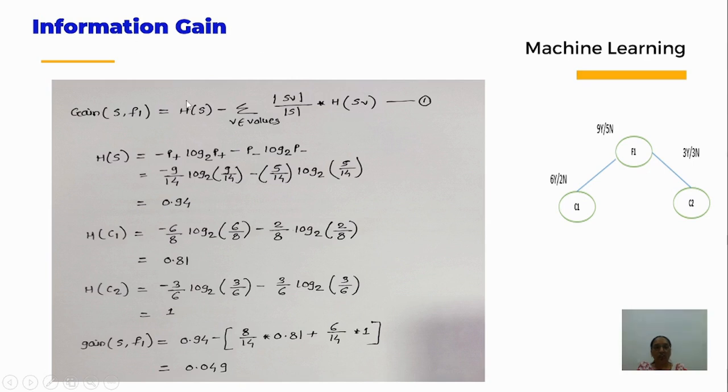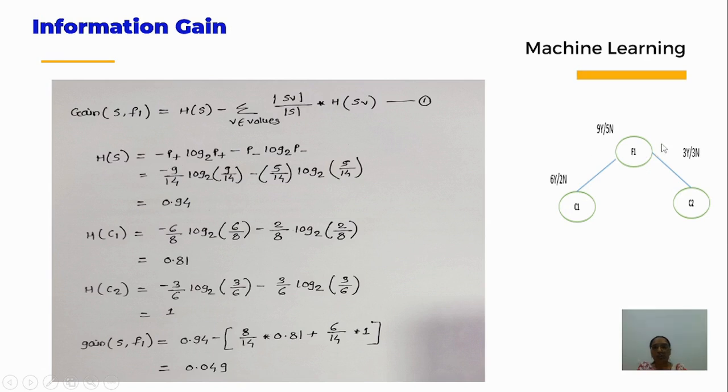Now in the formula, the first thing we need to calculate is the entropy of the root node, that is F1. For this, I have written the formula of the entropy, which is minus probability of the positive classes times log of probability of the positive classes to the base 2, minus probability of the negative classes times log of probability of the negative classes to the base 2. This is the formula of the entropy.